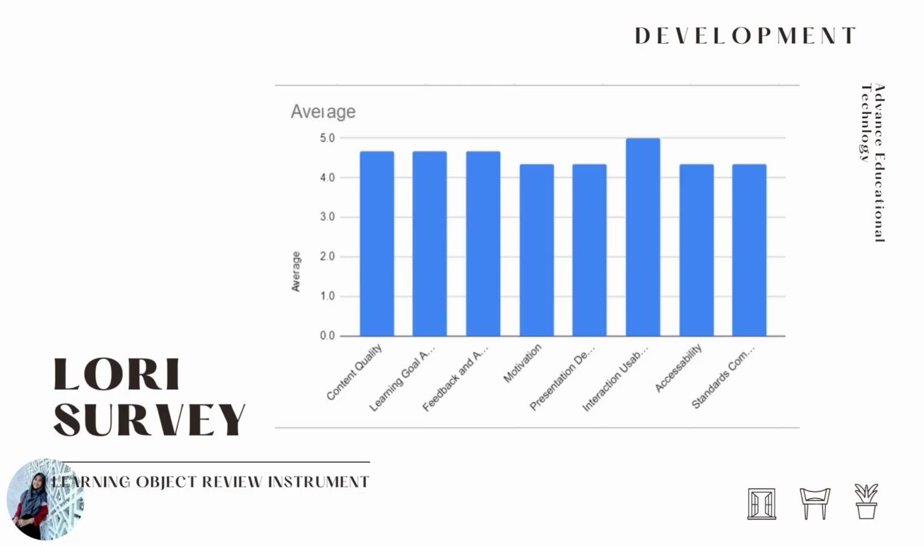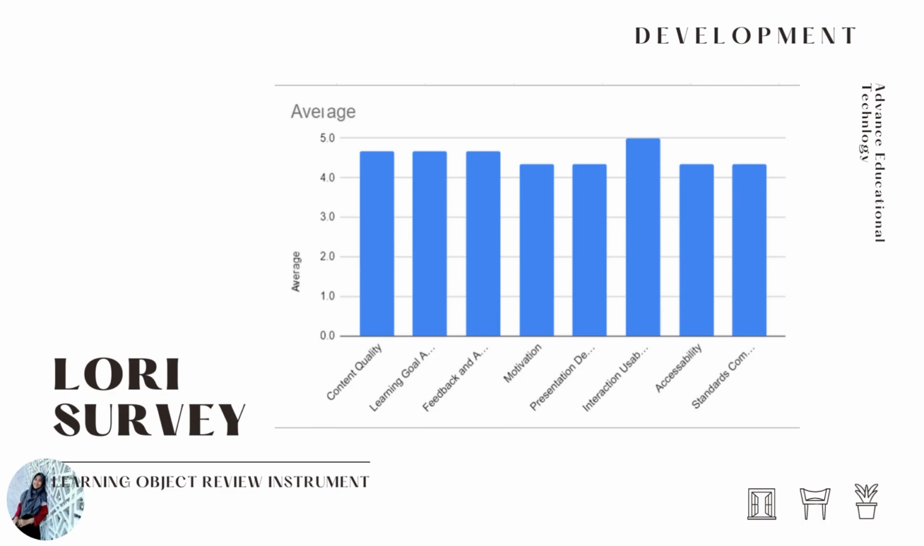Moving on, let's move to the LORI, which stands for Learning Object Review Instrument. This is the graph for the LORI survey that was already spread for the reviews. From the graph, we can see that the learning object resulted in a 4.7 score for its content quality, criteria, learning goals, and feedback. It scores 4.3 in motivation, presentation, accessibility, and standard compliance. Moreover, in terms of interaction usability, it scores the highest, which is 5 on average.